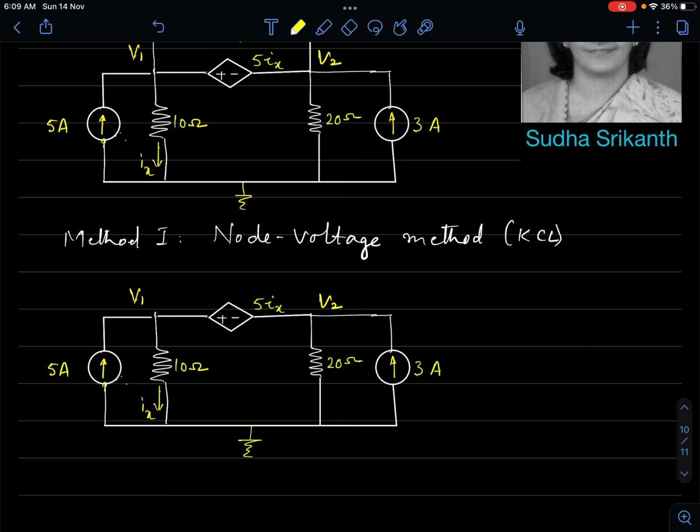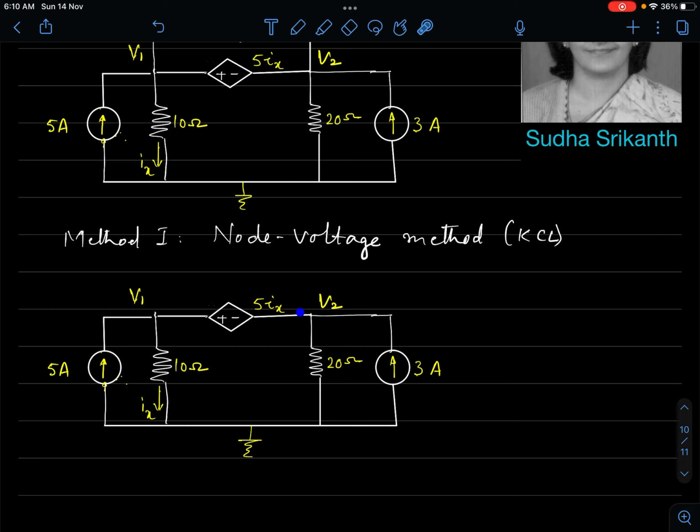So in order to apply KCL, we need to know the currents in various branches. If I look at the node V1, the branches that are meeting are a current source, a 10 ohm resistance, and a voltage source. The 5 ampere current source is pumping 5 amperes into the node. Ix is the current that flows out of the node V1 through the 10 ohm. What is the current in this branch? We don't know the current in this branch, right? This particular voltage source simply maintains 5x potential difference between V1 and V2. We do not know the current here.